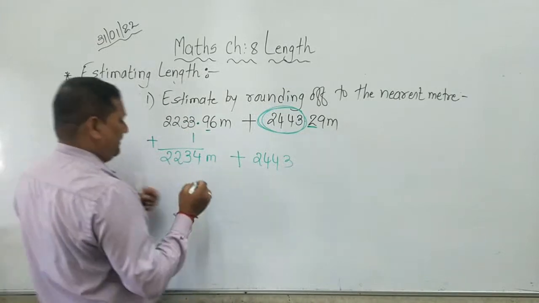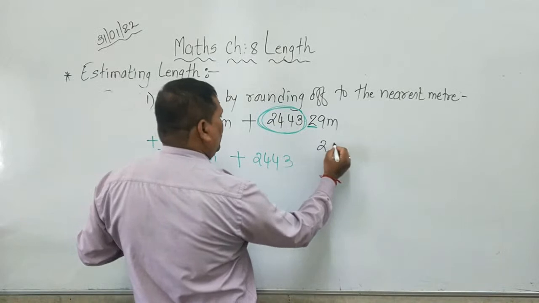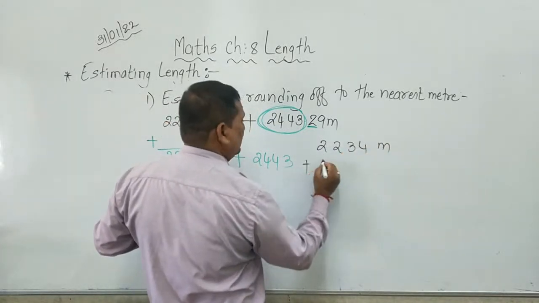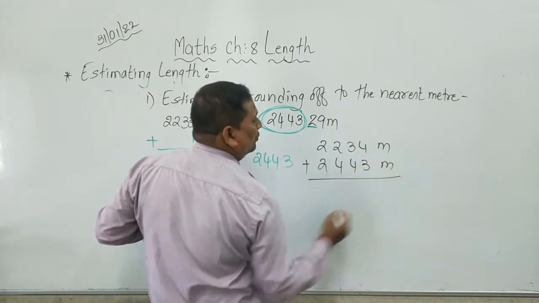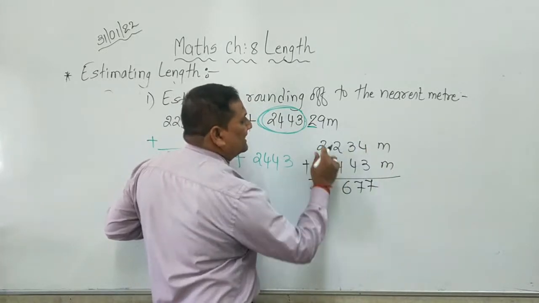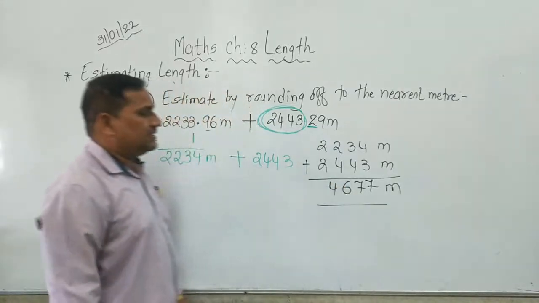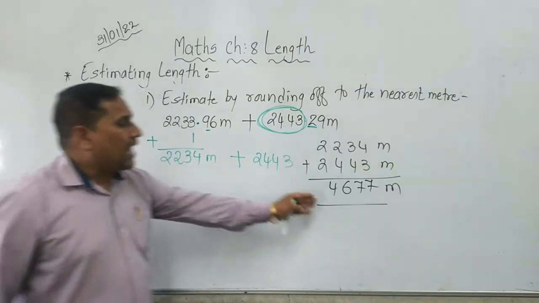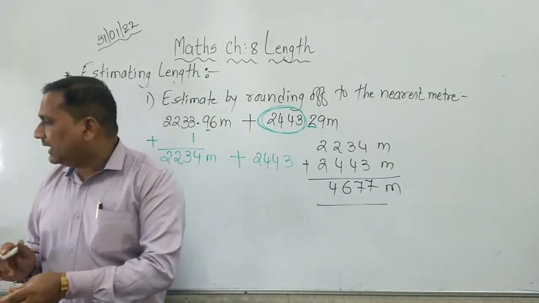Now add them. So what is it? 224 meter plus 2443 meter. So now add them. 4 plus 3, 7. 2667 meter will be our answer.